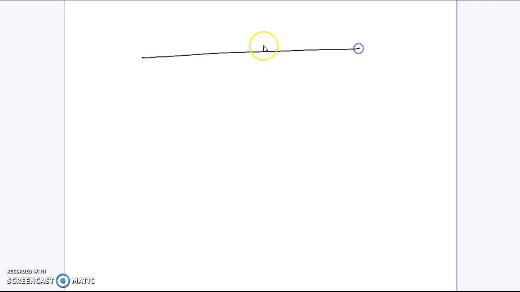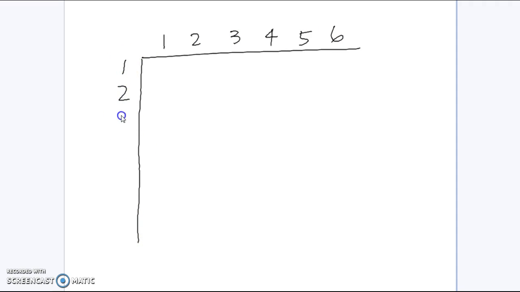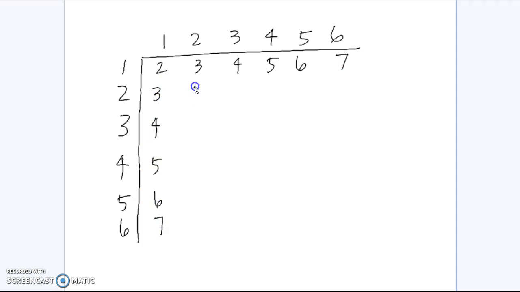So across the top, I'm going to have 1 through 6. And down the side, I'm going to have 1 through 6. And then I'm going to fill in my sums. And remember, there is a pattern. 1 plus 1 is 2. And then we go up by 1 each time. And the same thing going down the side. And then we start with 4 and go across. And same thing going down the side. And so on until you fill in your table.